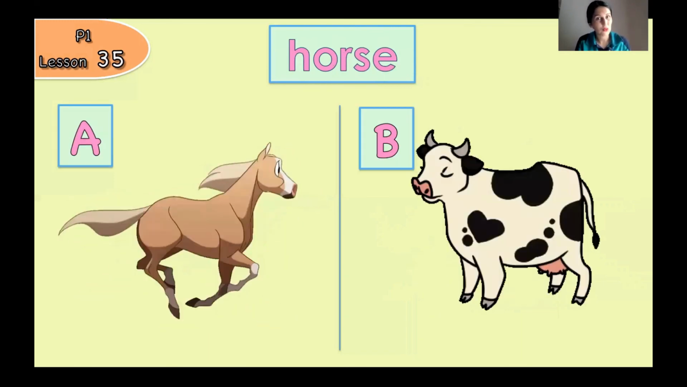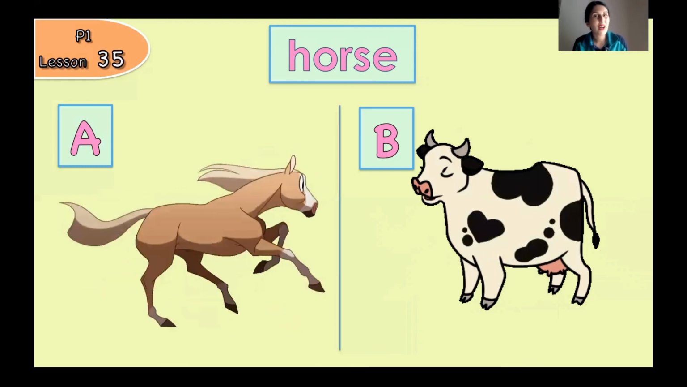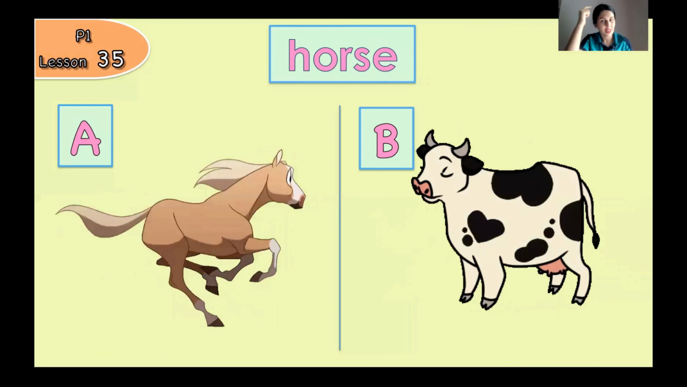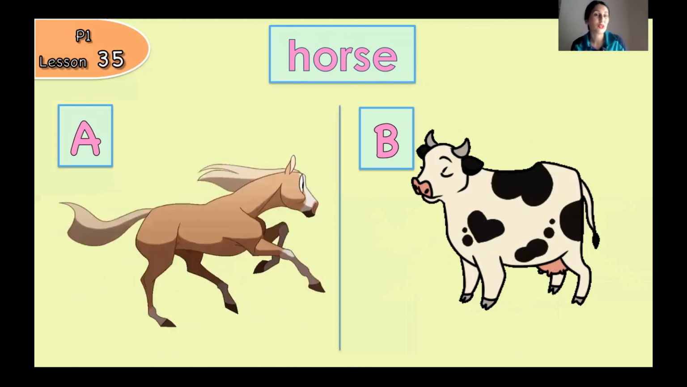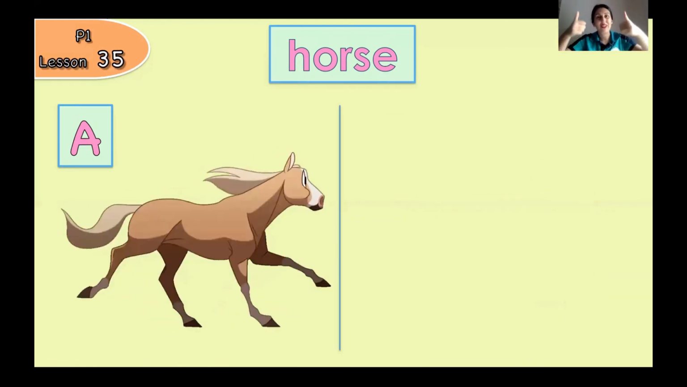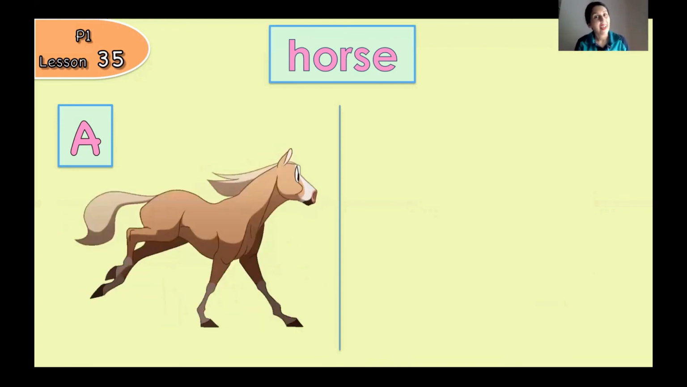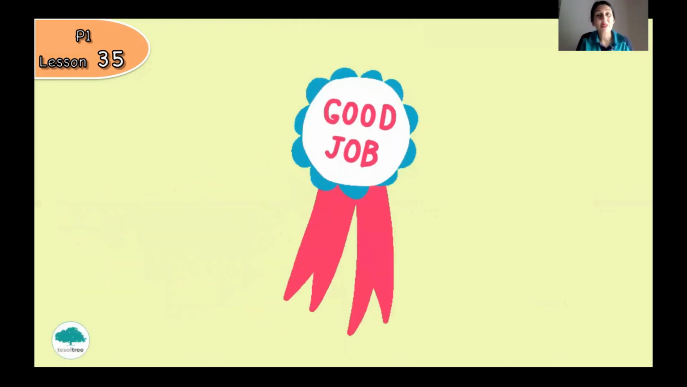We have to find a horse. Can you help me? P1. I want you to think which answer we have to choose, A or B. Answer A. Very good. Yes, that's true. It's a horse. Okay. Good job, everyone.